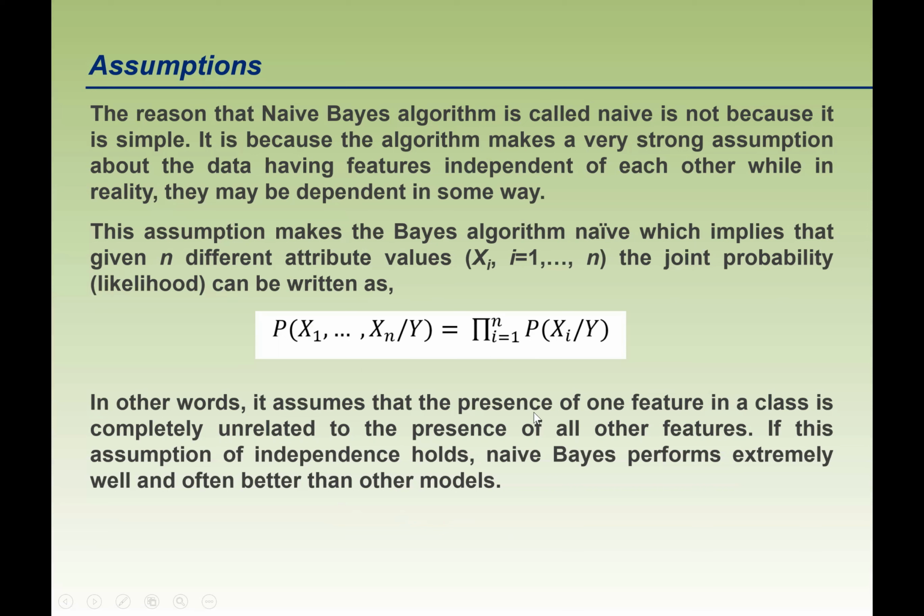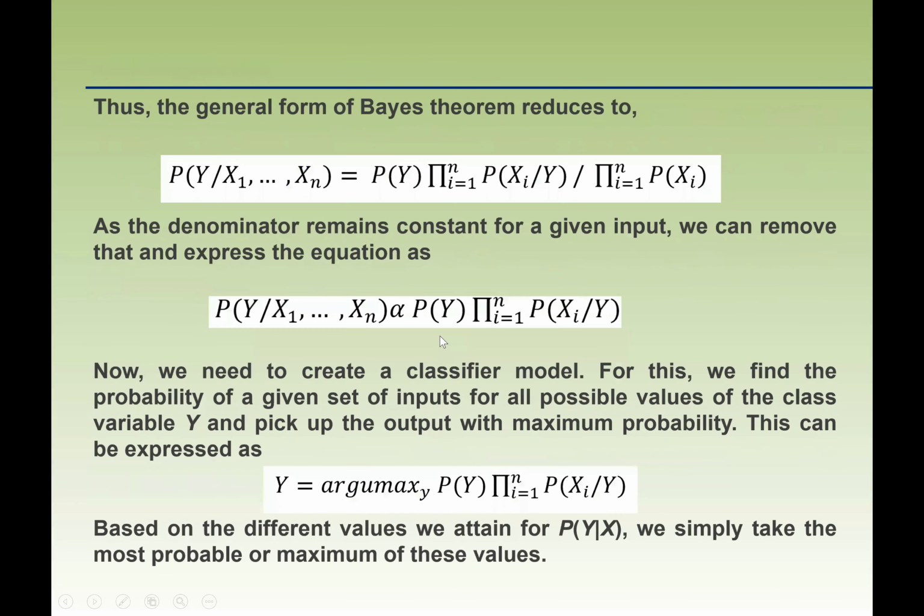In other words, it assumes that the presence of one feature in a class is completely unrelated to the presence of all other features. If this assumption of independence holds, Naïve Bayes performs extremely well and often better than other models. Now, this assumption also implies that the way x1 affects y is independent of the way any other xi affects y. Anyway, so under this assumption, P(y | x1 to xn) can be written as this one, and there are no additional conditional terms.